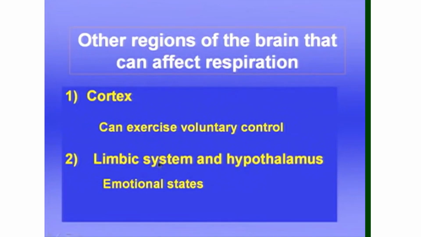In addition to that, there is the limbic system and the hypothalamus, and these have to do with emotional states, and we're all familiar with the fact that someone who is very excited or very afraid will change their ventilatory pattern, and that's because of input from these other systems. So that's all I need to say, I think, about the central pattern generator, the respiratory control system in the brain. And now let's move to the effectors, which are the muscles of respiration.